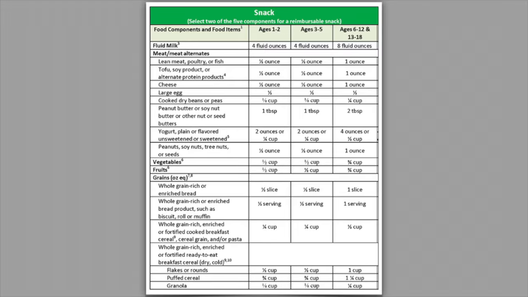Lastly, let's take a look at the snack chart. Here we're going to see how much to serve a 1-year-old milk. So I'm going to look at the first category, which is milk, and go over to the 1 and 2-year-old section, and I can see that I need to give them at least 1/2 a cup or 4 fluid ounces.